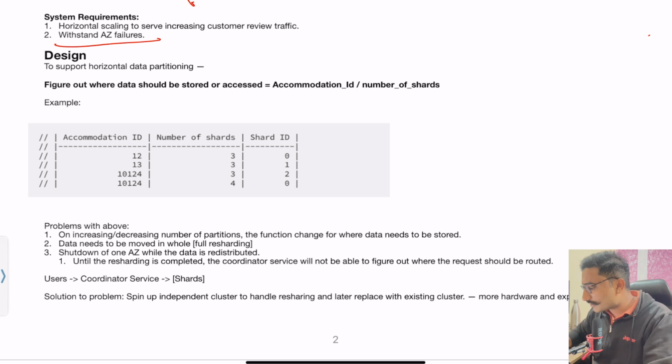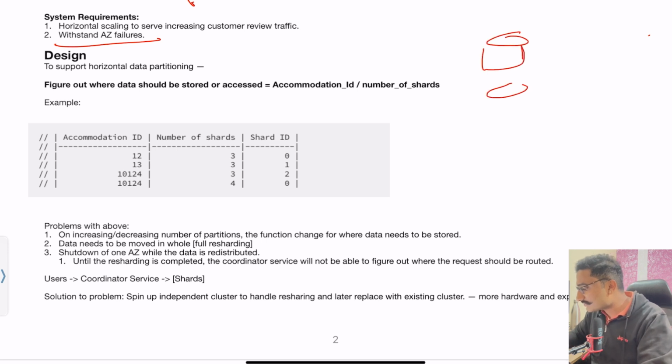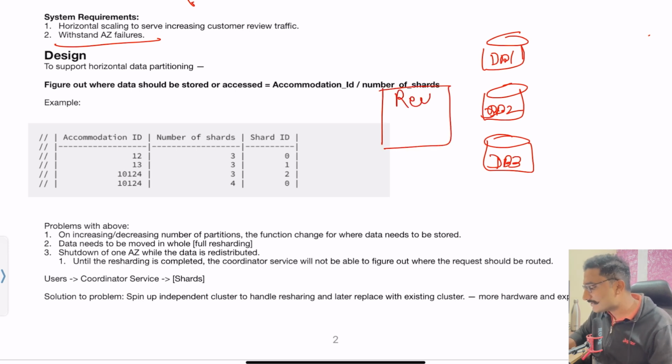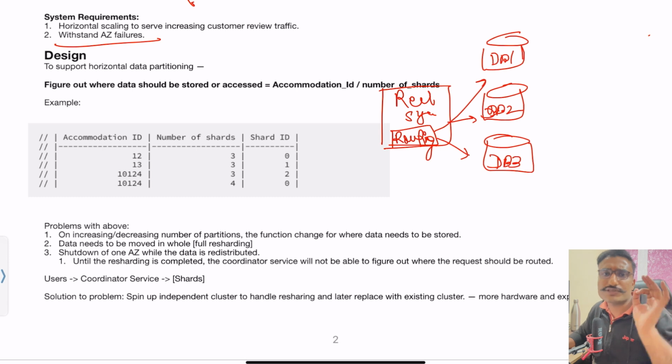So imagine you have three instances. This is instance db1, this is db2, and this is your db3. These are the three instances where you are storing the data. Now you have to have some routing layer. Let's say this is your review system, and in the review system you have one component called routing. The responsibility of the routing module is to figure out which DB instance I have to hit to write the data or to read the data.